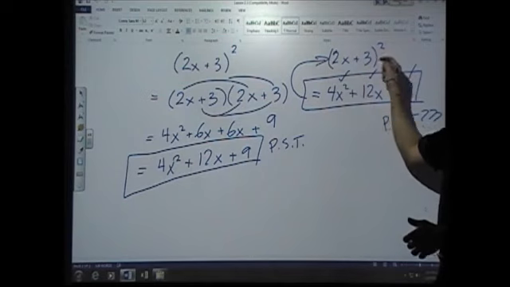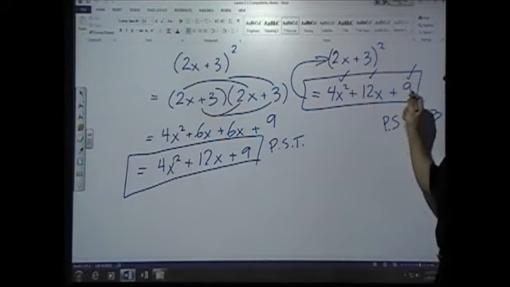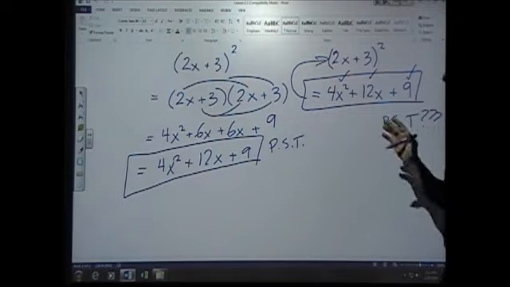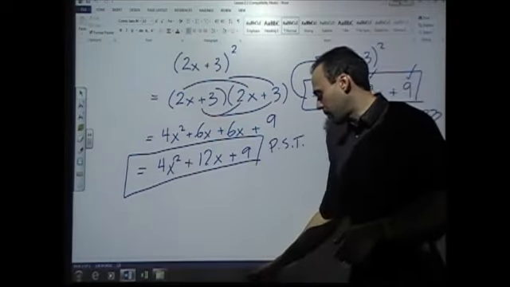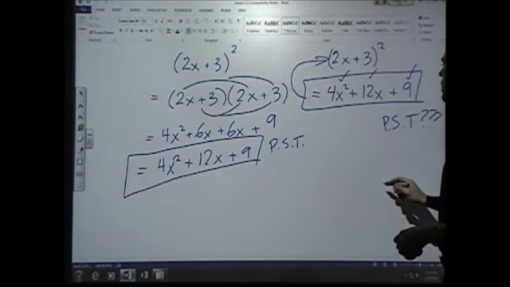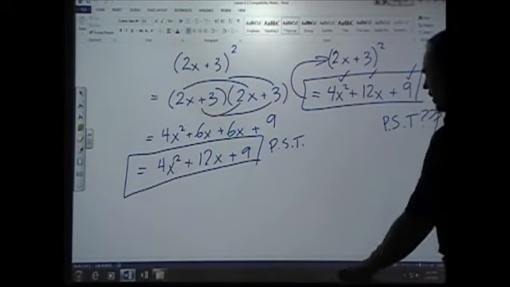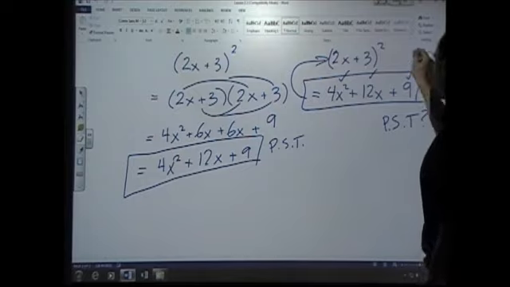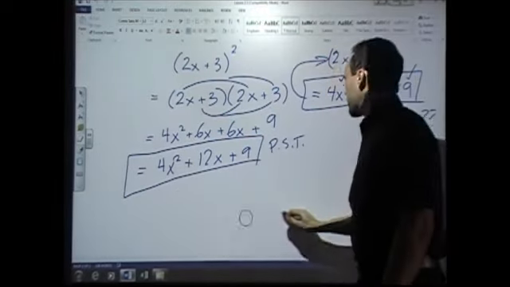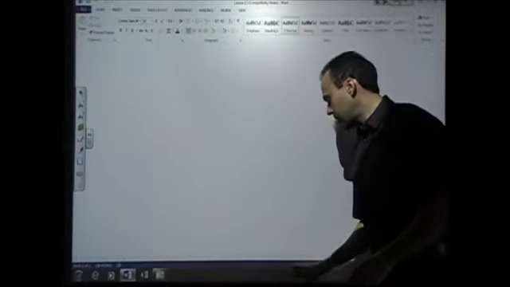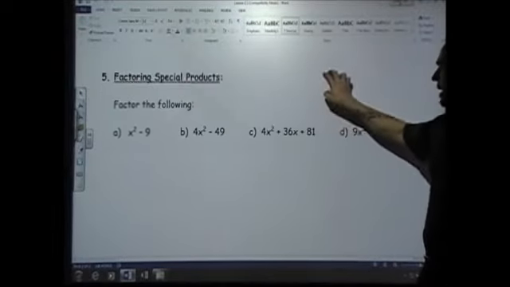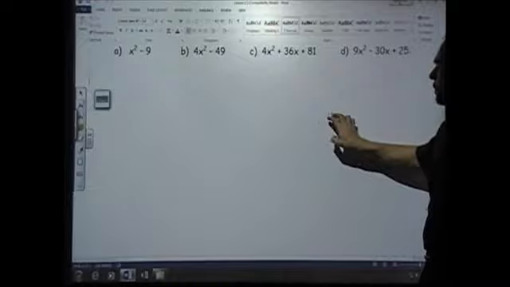What is that? It's a binomial squared. Square root of that is just 2x. Square root of that is just 3. This is embedded in doing your completing the square problems. Whenever you complete the square and you come up with a perfect square trinomial, you always end up, in the second last step, factoring a perfect square trinomial. So that's just a little background to knowing if something's a perfect square trinomial.